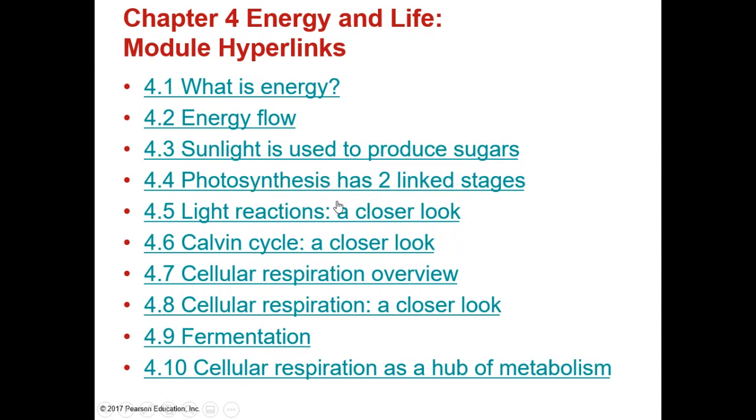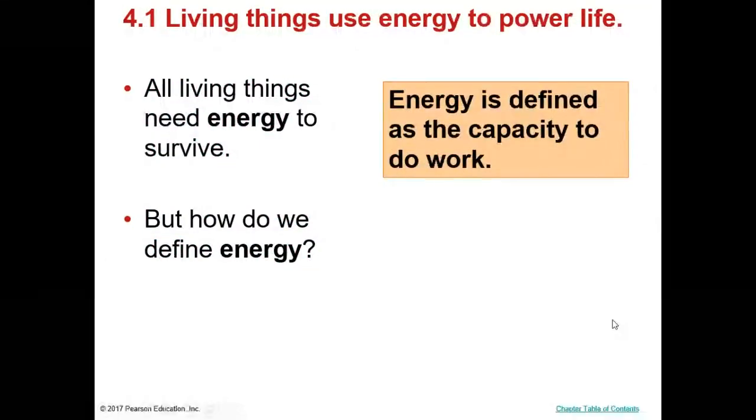We'll go over the two stages of photosynthesis, the light reactions and the Calvin cycle, and then we'll go over the three stages of cell respiration, which are glycolysis, the citric acid cycle, and the electron transport chain. I'll end with talking a little bit about fermentation and then introducing you to metabolism. All right, so let's start off again by defining energy.